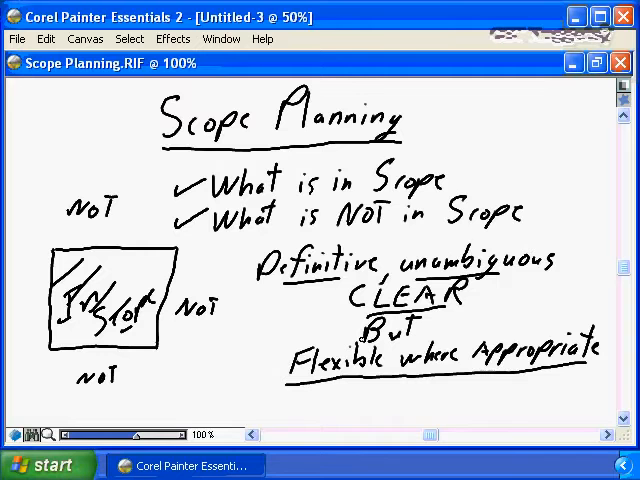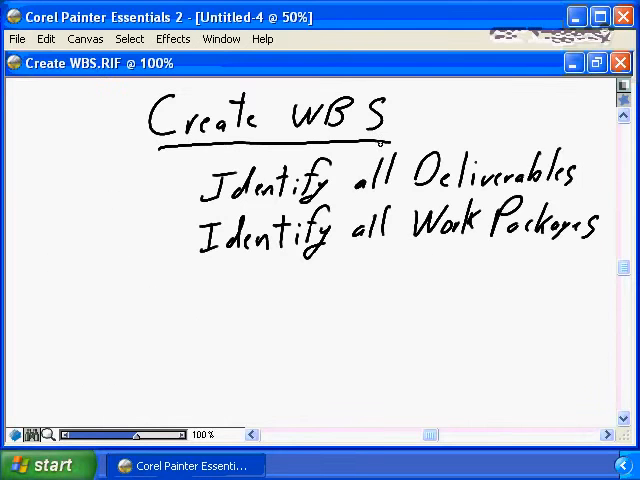The next step in the planning process is to create the project work breakdown structure, the WBS. To create the work breakdown structure, you need to identify all of the deliverables. We're going to produce a requirements document. We're going to produce a design document.